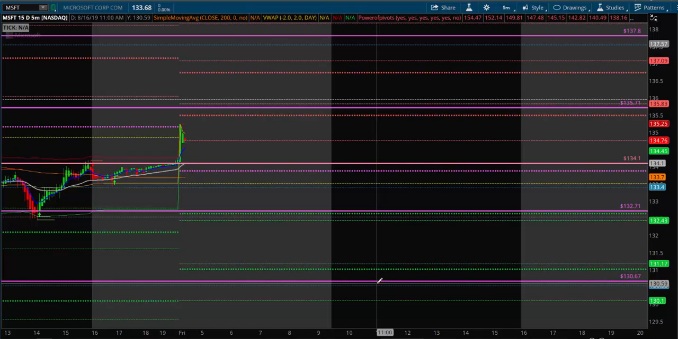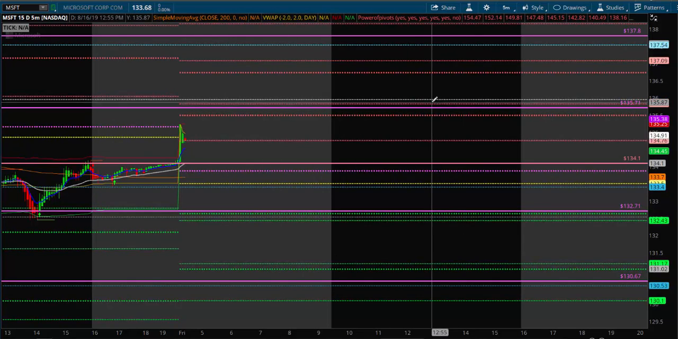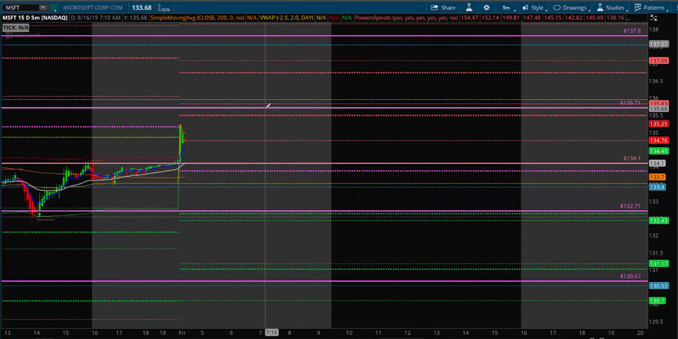If there's no catalyst that comes into the market and either pushes us up or pushes us down with volume, we should stay within this range. So I'll be watching Microsoft to see how the buyers and sellers interact when they reach these lines, whether the buyers take control or the sellers take control, and I'll be looking for a trade.